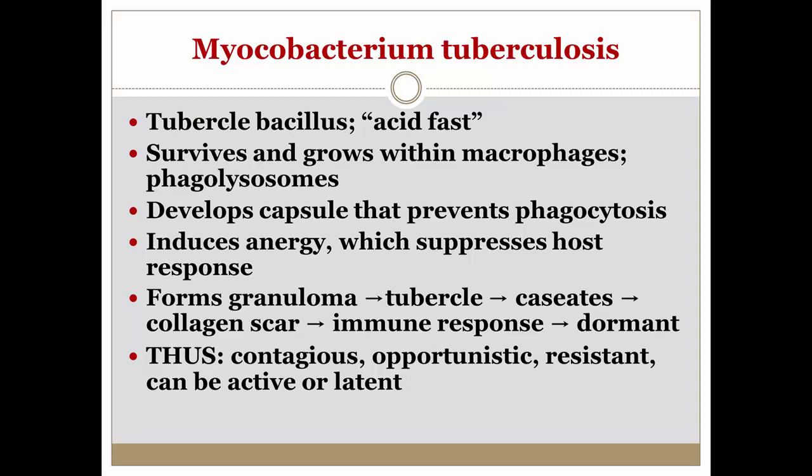So let's take a look at an example of a bacterium that exhibits a variety of these mechanisms. And that is Mycobacterium tuberculosis. This is the tubercle bacillus, and this is an acid-fast bacillus. So this isn't gram-negative or gram-positive, it is acid-fast. We actually use an acid that will take up the stain.